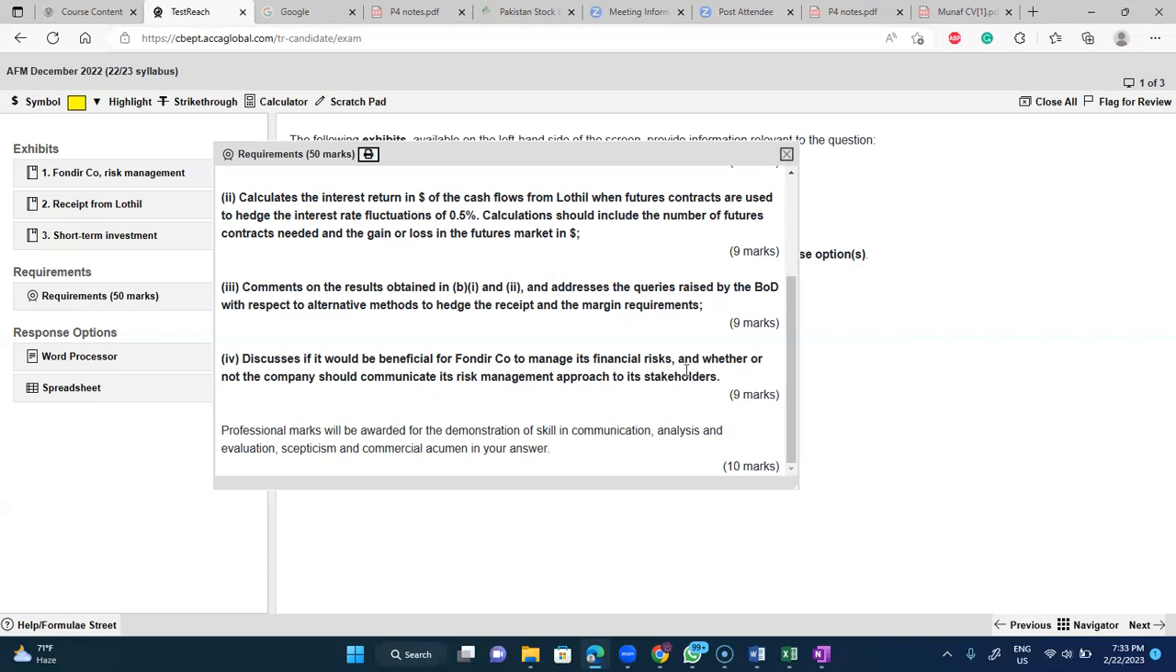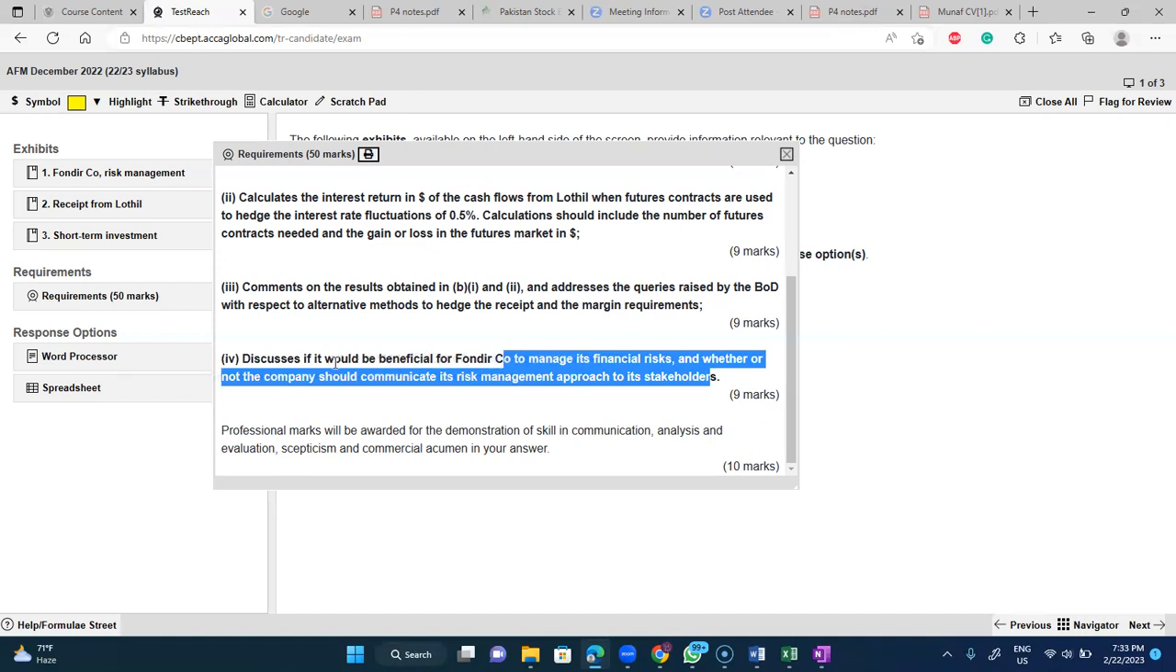Guys, this part has been tested like 2 to 3 times in the past papers as well. So remember, I have recommended one technical article for the study, that is Why Risk Management. There is a video available on the LMS whose name is Why Risk Management. Why risk management is important and why should you communicate it to the stakeholders. Even it has been tested in the past papers as well. So that's 9 marks.